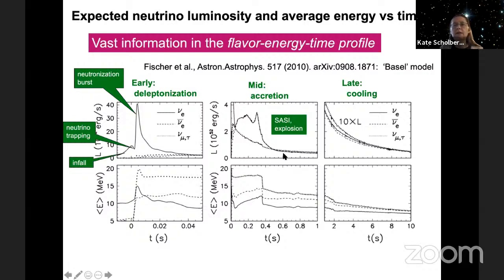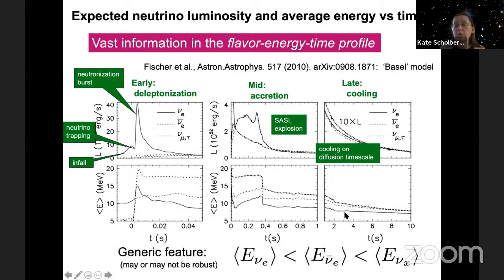It's actually a disadvantage. A lot of the really expensive supercomputer simulations that give predictions for these fluxes only go out to about 10 seconds. And in fact, there may be very interesting things happening later. We heard a little bit about that from the last talk as well. And so this is the cooling.